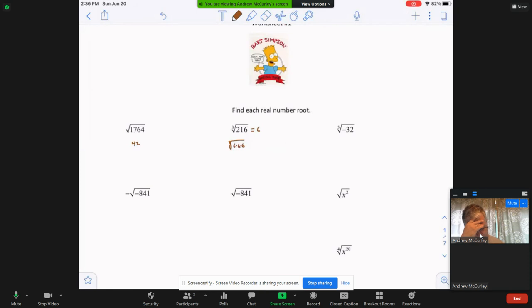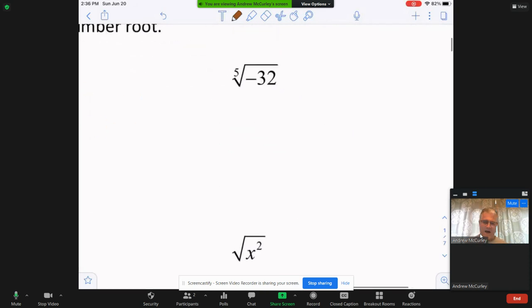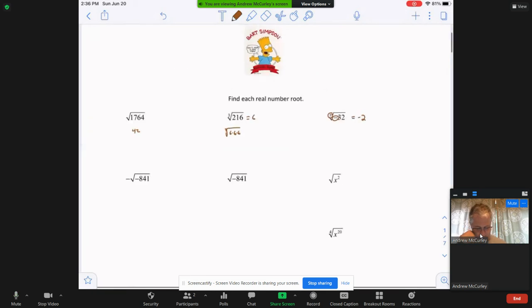Now, if we have odd roots, we can have negatives. So that's going to work out. You can say, okay, this is like saying 32. 2 times 2 is 4, times 2 is 8, times 2 is 16, and another 2 is 32. So the answer is 2, but there's a negative here, and it's an odd root. So actually the answer is negative 2. It's like we got 5 negative 1s and 5 2s. That works out the same way.